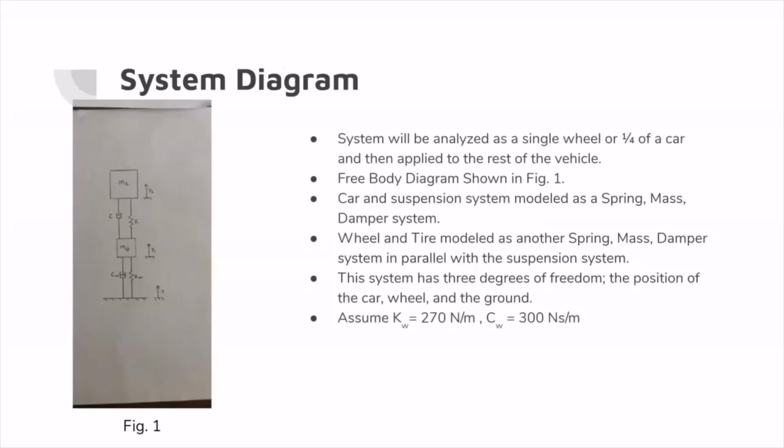The system will be analyzed as a single wheel, or quarter of a car, and then applied to the rest of the vehicle. Free body diagram is shown in figure 1. The current suspension system is modeled as a spring mass damper system. Wheel and tire are modeled as another spring mass damper system in parallel with the suspension system. This system has 3 degrees of freedom: the position of the car, wheel, and the ground.